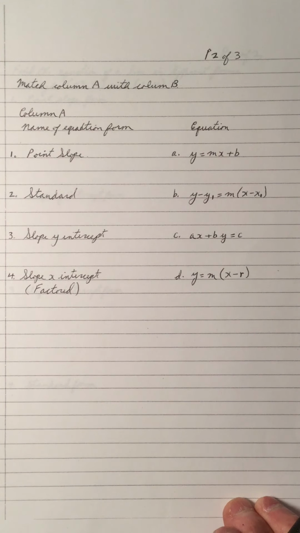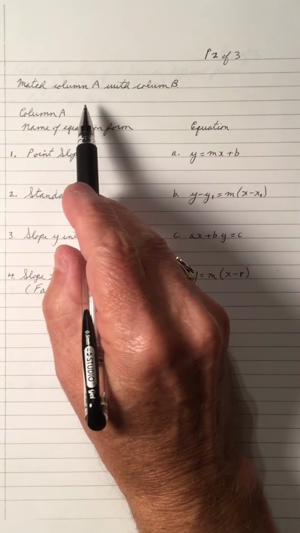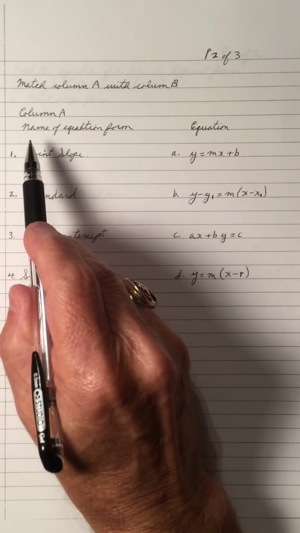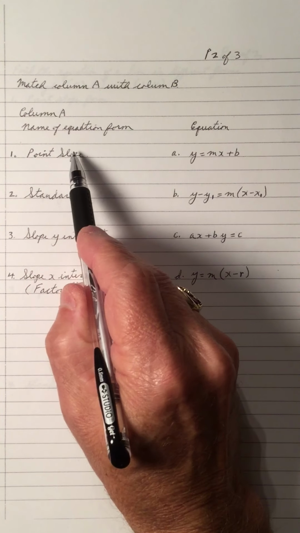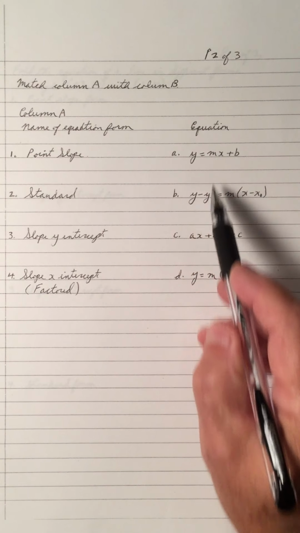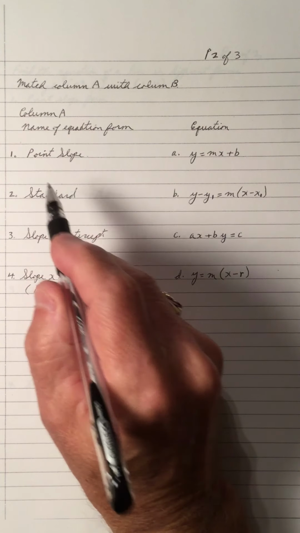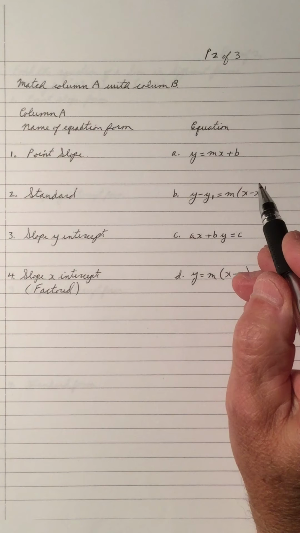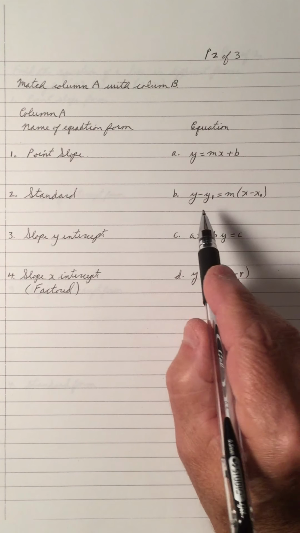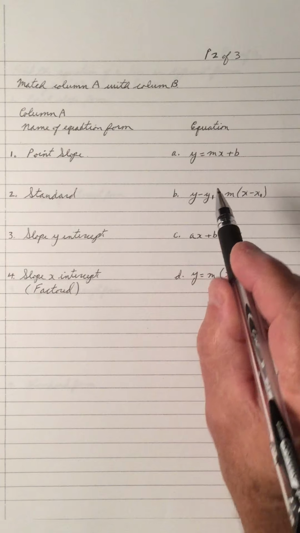First of all, let's match up the name with the equation. Match column A with column B. Column A is the name of the equation. Column B is the equation. Point slope form. You have a point and a slope. So point slope form is B.